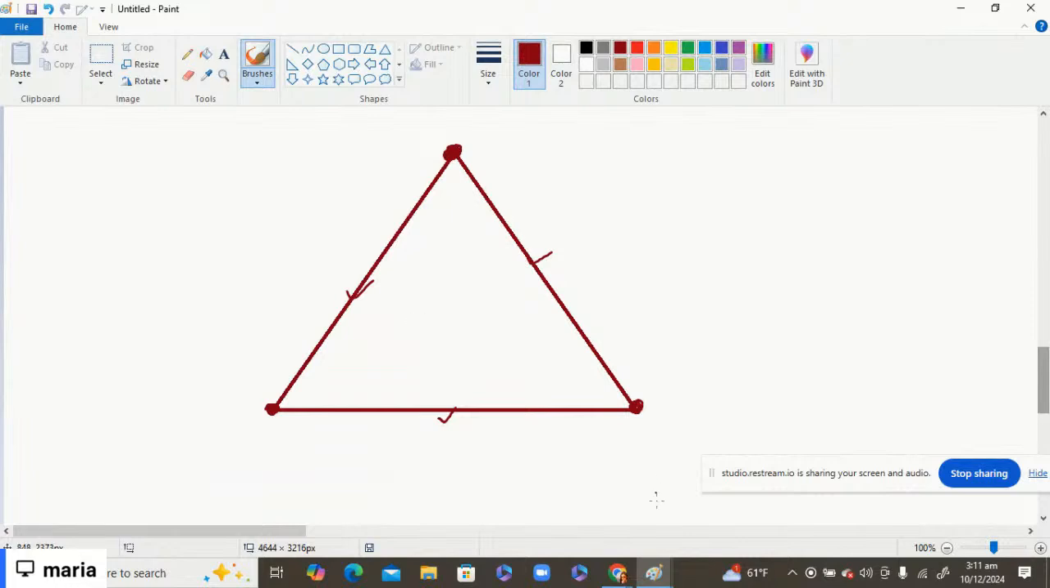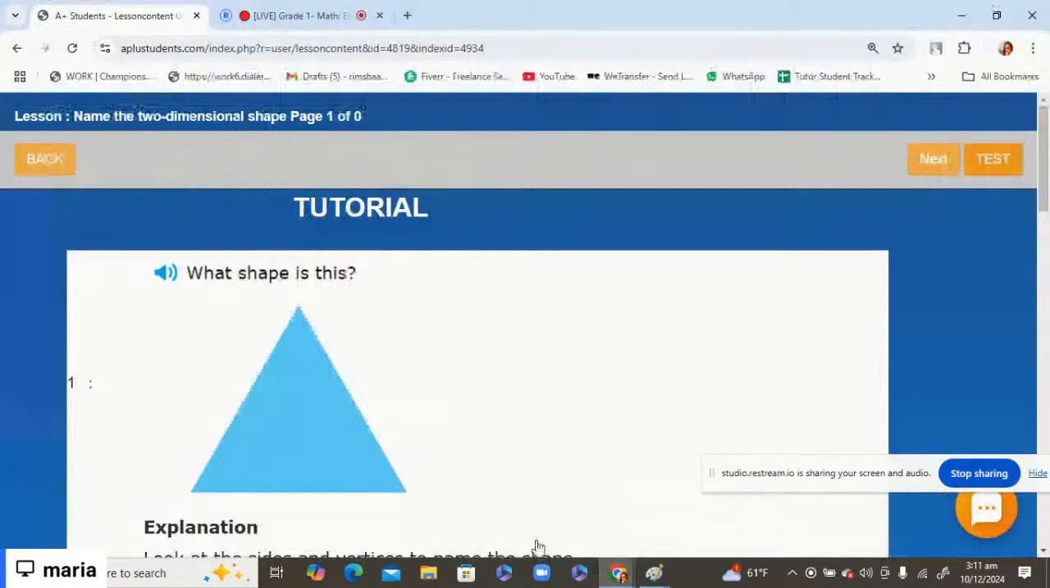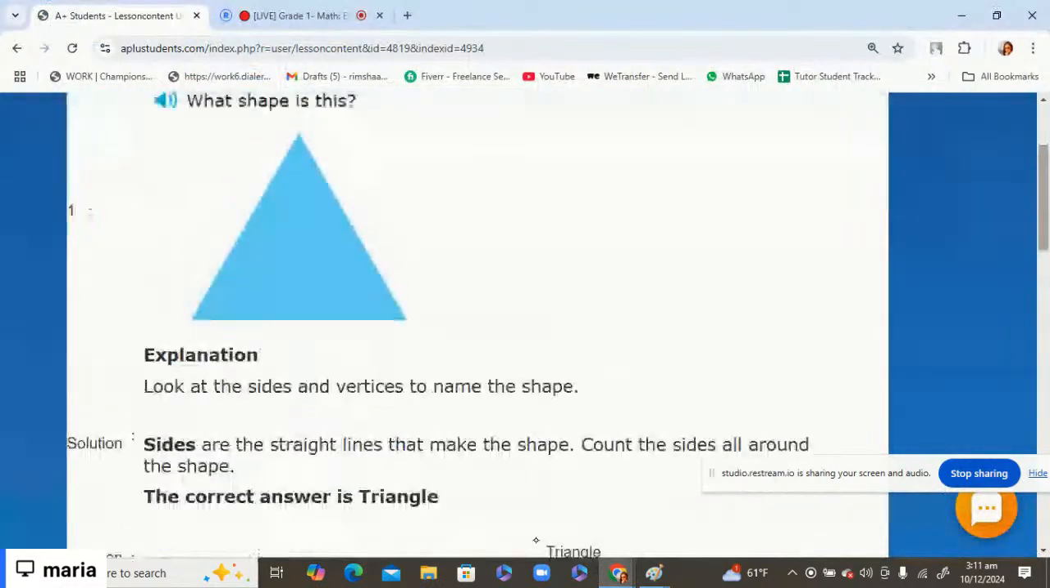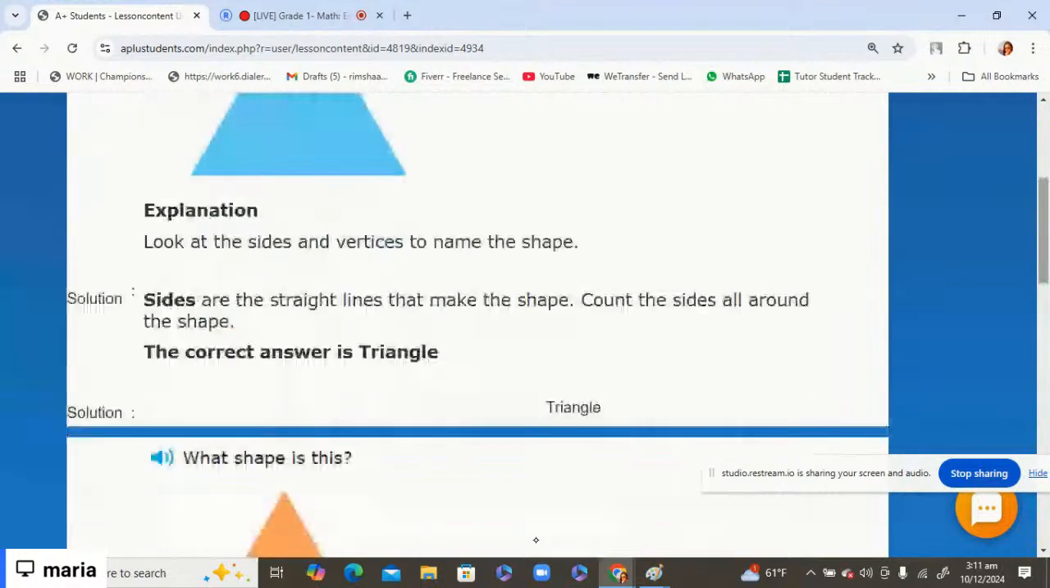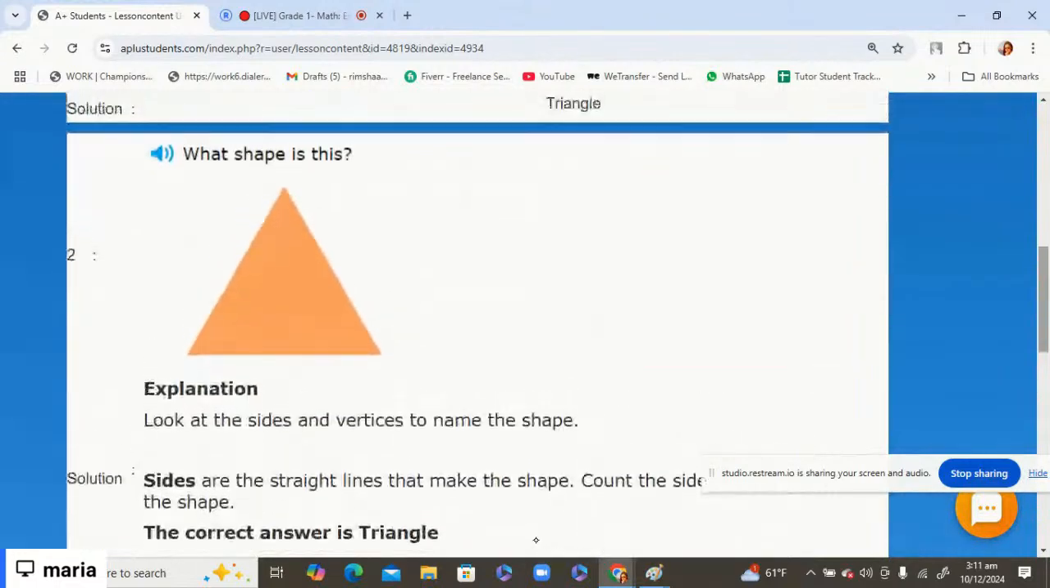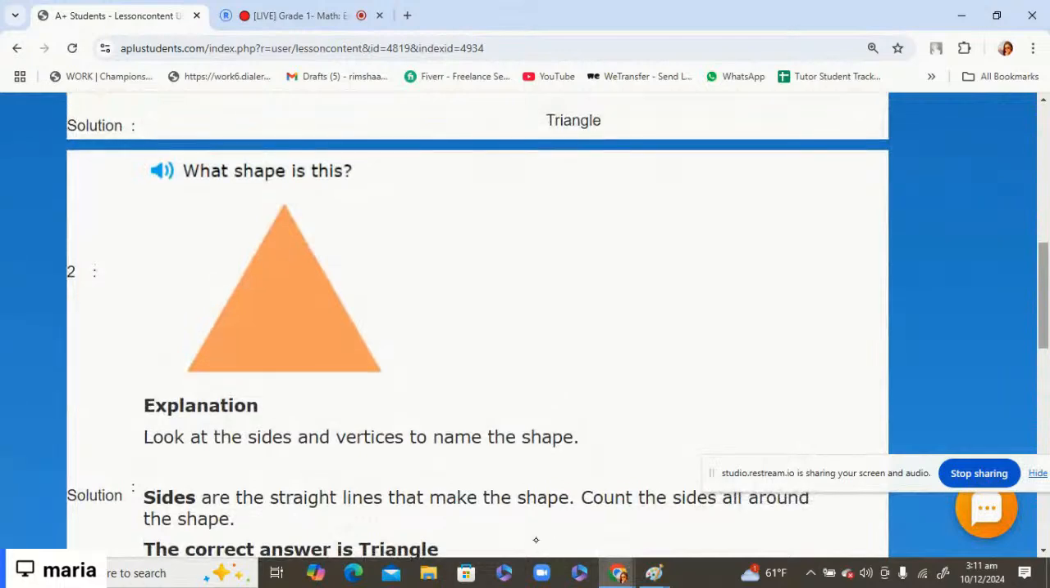What's the name of this? Basically, when we look at that figure, the sides are straight lines. Look, these are straight lines and they make the shape. How many total sides are there? Three sides. So the correct answer is triangle. What is this shape called? That is called a triangle. Now let's do the next. What is this shape? Again, the triangle. You basically remember.